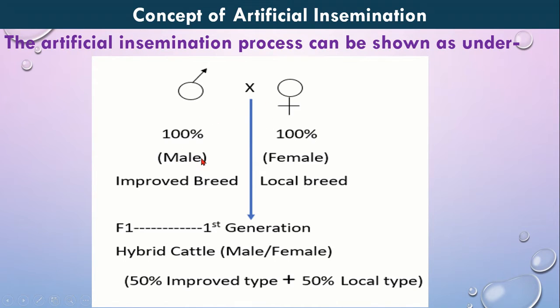So here the male improved breed is crossed with the local breed. That means collect semen from the male improved breed and inseminate or inject it into the local female breed, and then the hybrid breed comes out, which is called F1 or first generation, male or female. The characteristics of that breed will be 50% improved type and 50% local type. This continues with the artificial method: collect the semen and artificially inject it into the local breed. So this is the process of artificial insemination or artificial breeding.